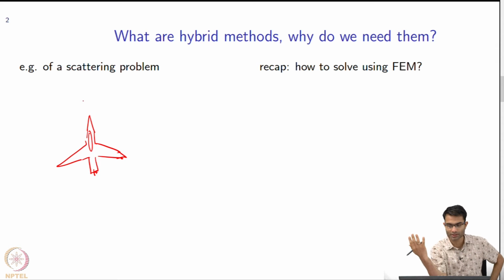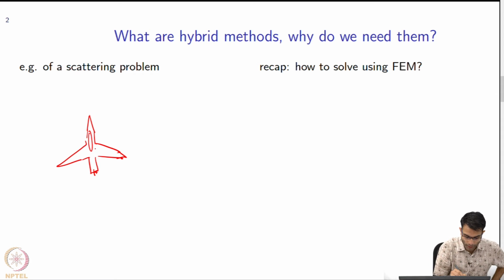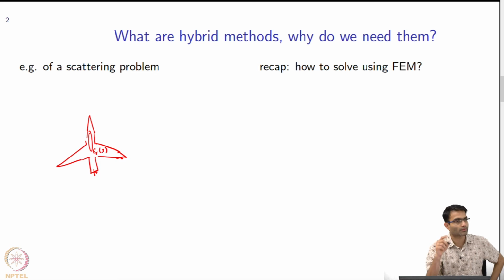So what are the volume methods that we know of? Something that can handle epsilon r as a function of space. What are the methods that we know of? There is volume integral method, and then there is finite element method, where I go inside and discretize the interior of an object, right? And these boundary integral methods, supposing I want to use a surface integral method for this problem, what will be the problem?